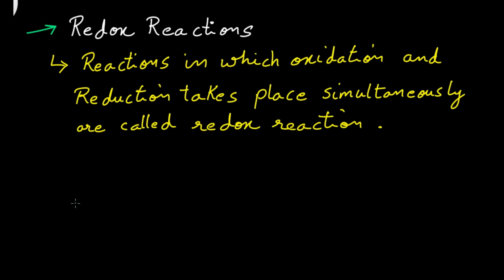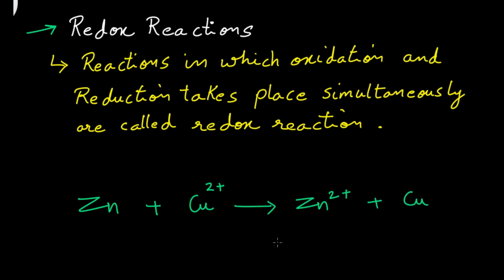Zinc and copper, or you can go for the Daniell cell. Zinc plus copper gives Zn2+ and copper. Now if you look closely, there are two things happening. First one and second one.